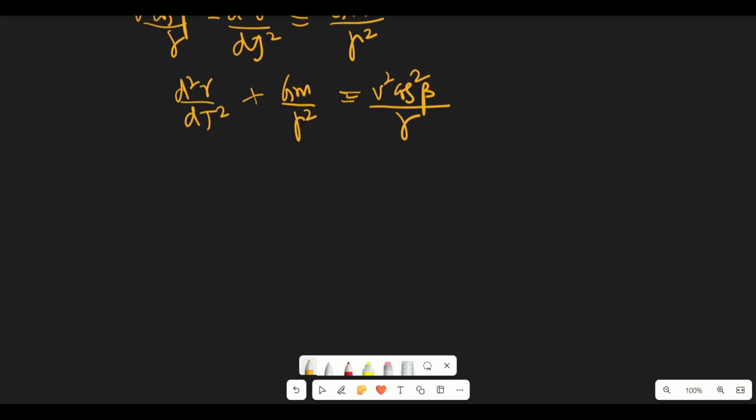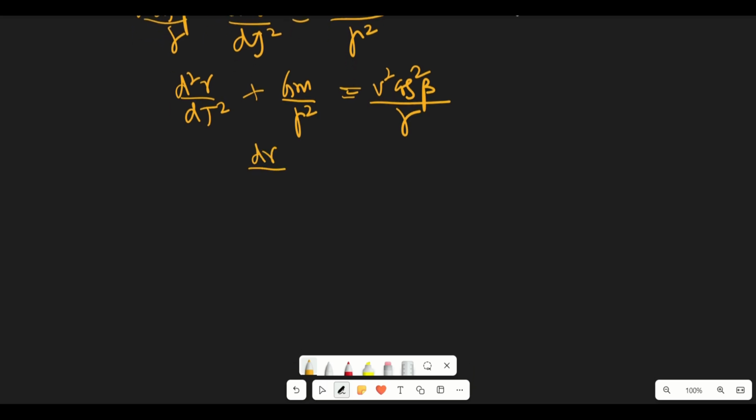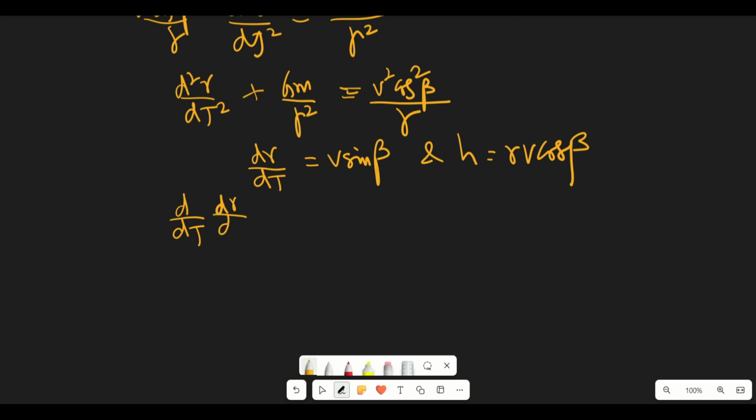Okay, so we have two more equations, dr over dt, that I have already derived in my previous videos. You can watch those videos. dr over dt is equal to v sine beta, and h is equal to r v cos beta. Okay, so let's put the value of dr over dt in the above equation, which we can write as v square cos square beta over r.